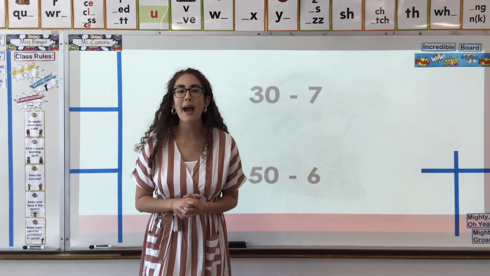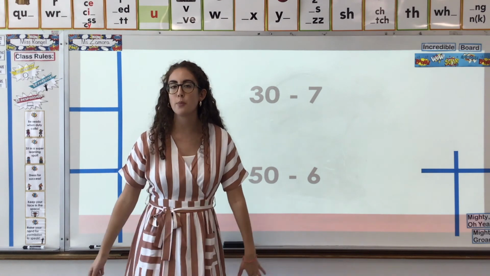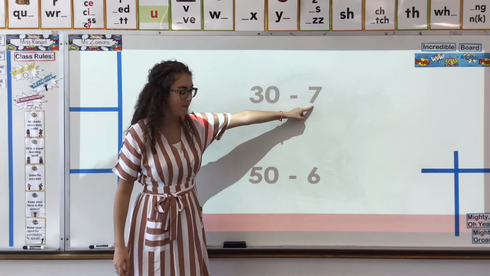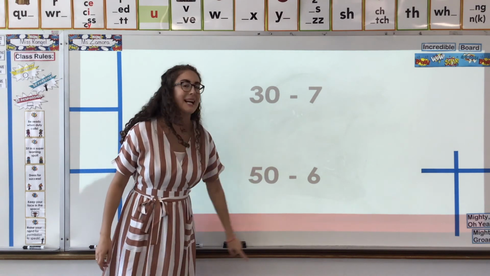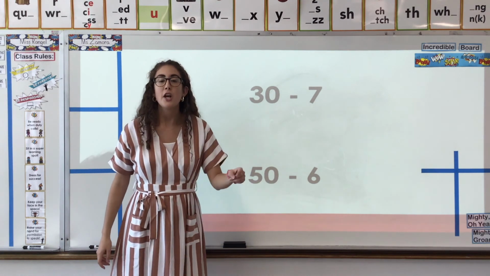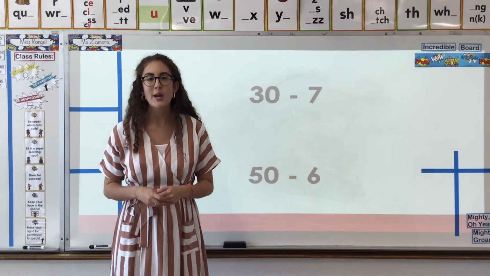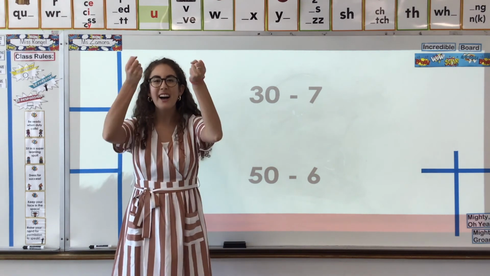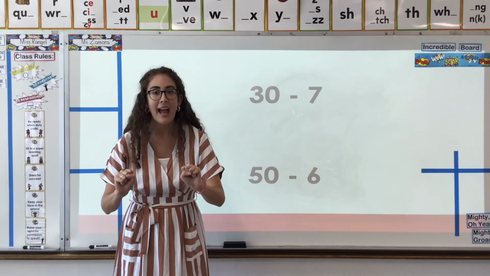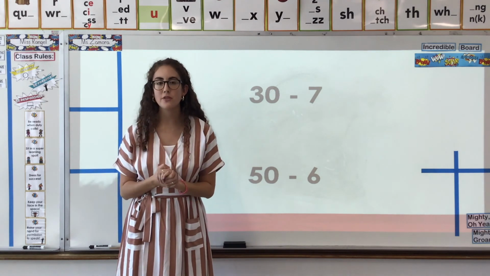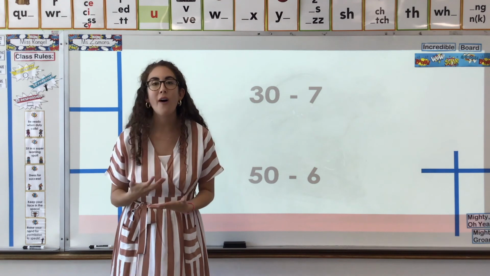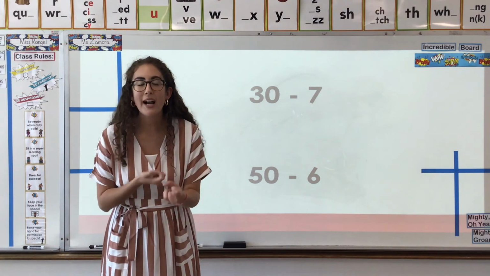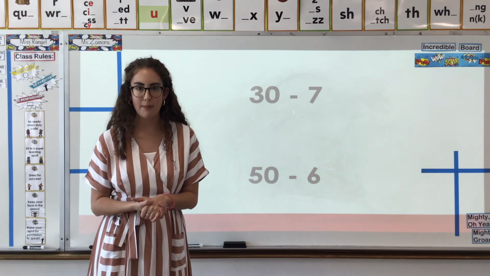Today you are going to be math detectives and solve these 2 problems. First up, 30 minus 7, and then 50 minus 6. To solve these two problems, you're going to use the exact same strategy we did of taking from the 10 and then adding what is left over. You have all the skills to do this. You just have to think about what order and how we're going to break apart these numbers.